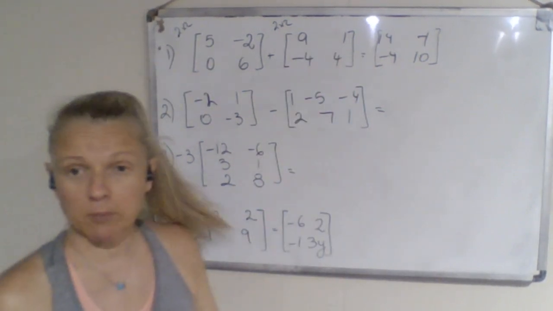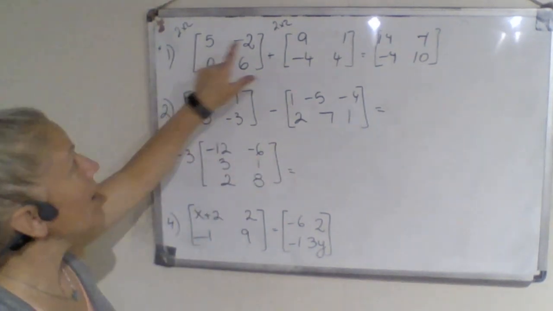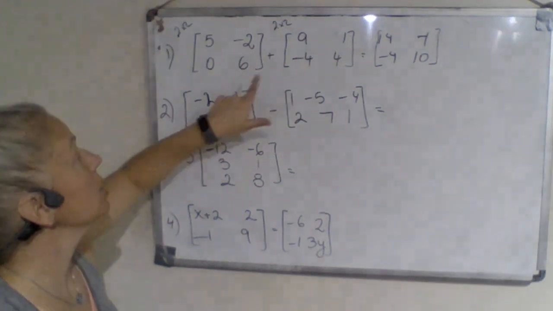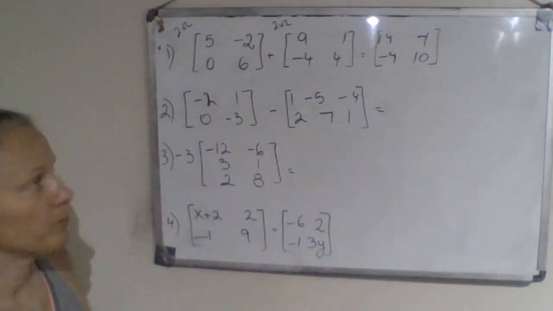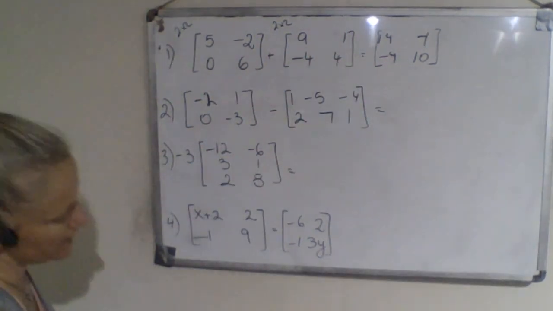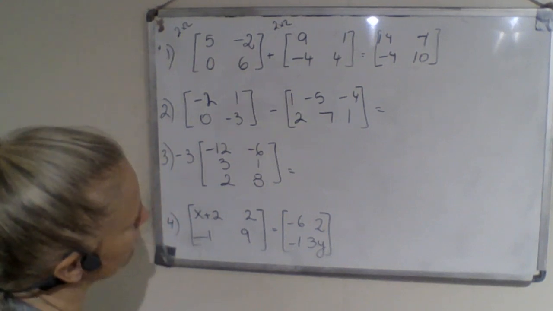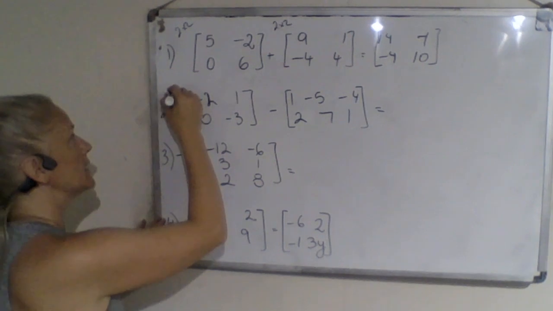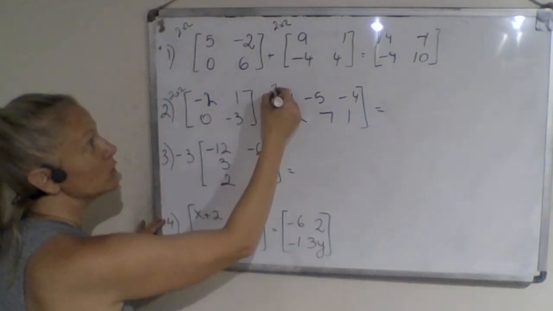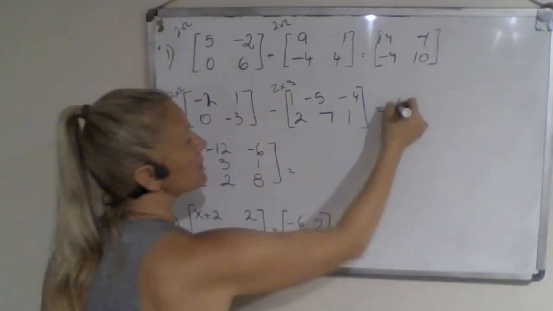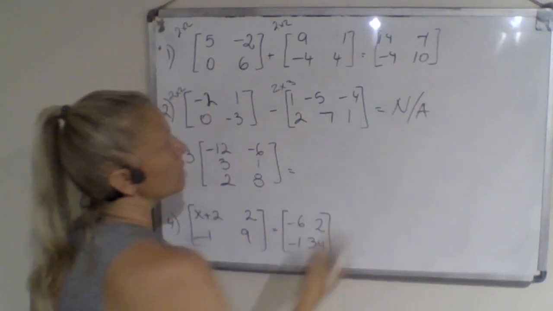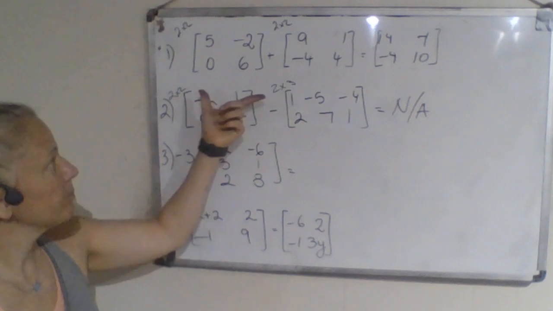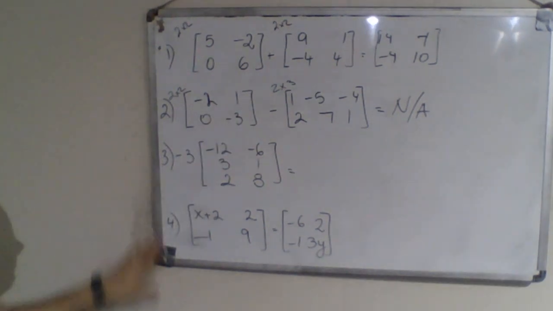You would do the exact same way to subtract, right? You would go 5 minus 4, -2 minus 1, 0 minus 4, 6 minus 4, and so forth. So this is just a very easy solution of 14, -1, -4, and 10. Moving to number 2, first thing we want to do, this is a 2 by 2. This is a 2 by 3, which means we can't do it. We cannot do the subtraction because they have to have the same measurements in order for them to work.